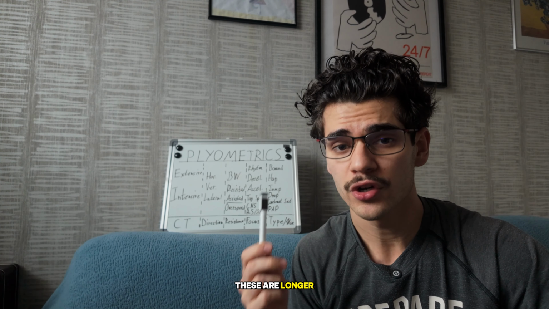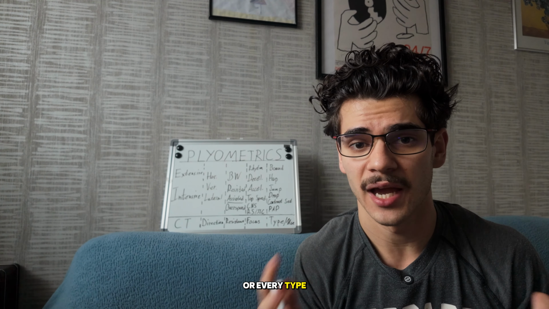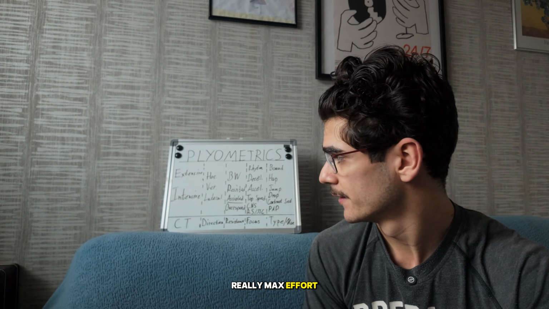At the bottom we have intensive plyometrics. These are longer ground contact time plyometrics which are done for higher perceived effort, which focus on generating maximum power through the hips, through the knees, through the ankles, and in general through the joints, muscles, tissues. You are just going to generate maximum force with these type of exercises. These are things like broad jumps, vertical jumps, max effort box jumps, or every type of vertical, broad, lateral jump you can think of, which is really max effort.